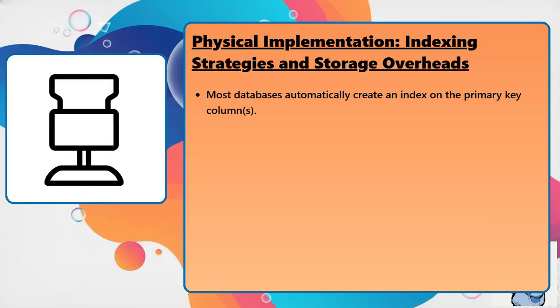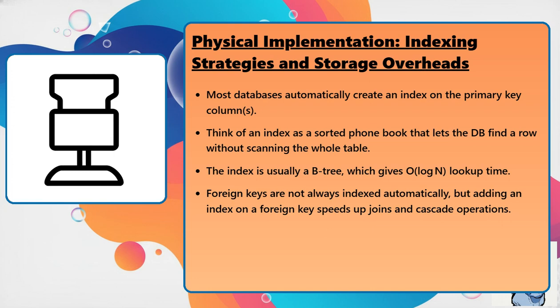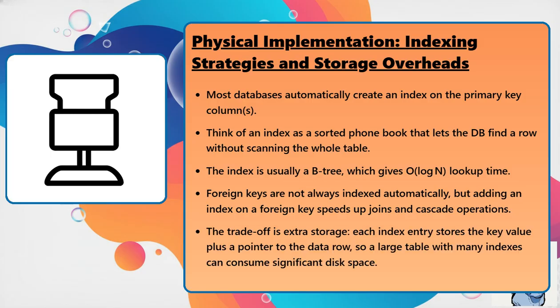Most databases automatically create an index on the primary key columns. Think of an index as a sorted phone book that lets the DB find a row without scanning the whole table. The index is usually a B-tree, which gives O of log n lookup time. Foreign keys are not always indexed automatically, but adding an index on a foreign key speeds up joins and cascade operations. The trade-off is extra storage.